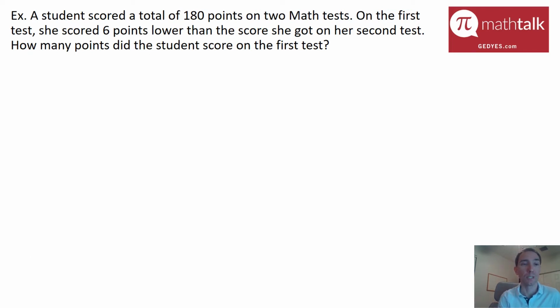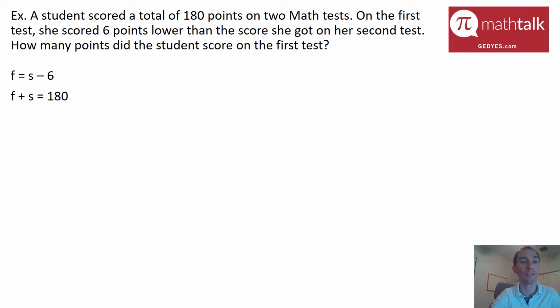All right, this one says a student scored a total of 180 points on 2 math tests. On the first test, she scored 6 points lower than the score she got on her second test. How many points did the student score on the first test? All right, so similar situation. They give us 2 sets of information, a first score compared to a second score, and then a total between both scores combined. So let's use what we know to put it into equations and then solve from there.